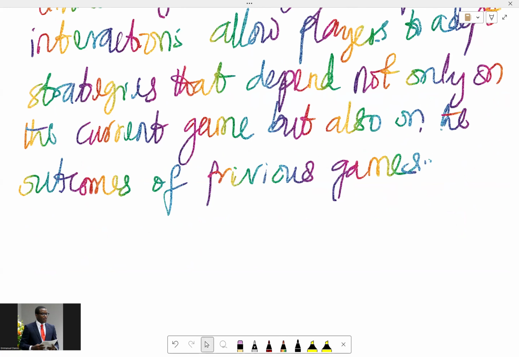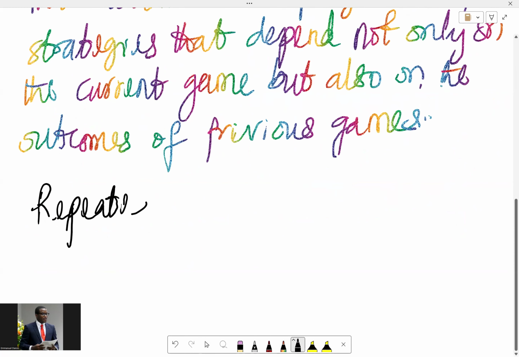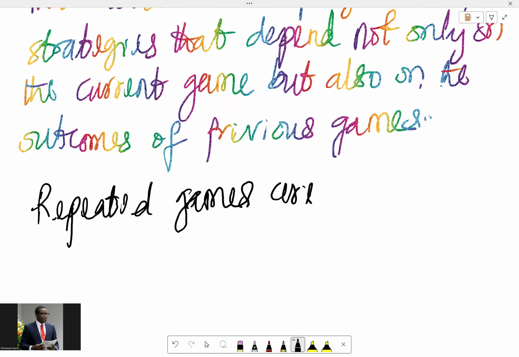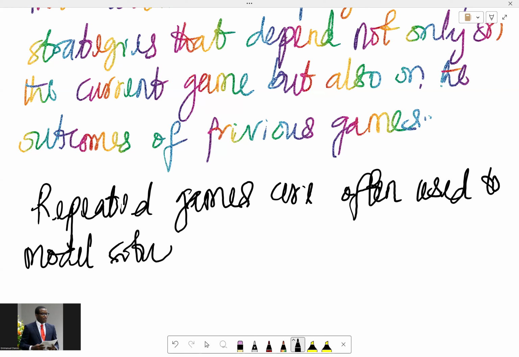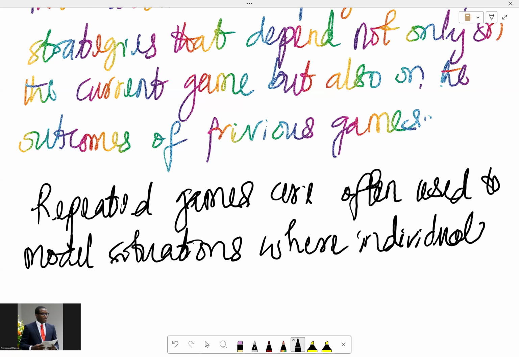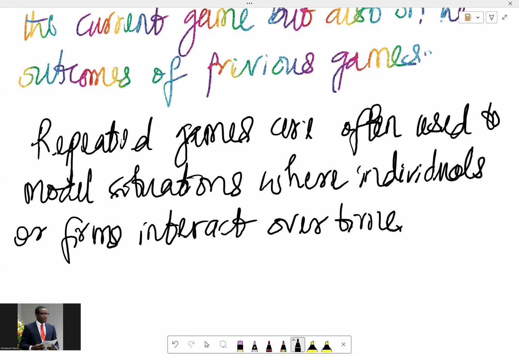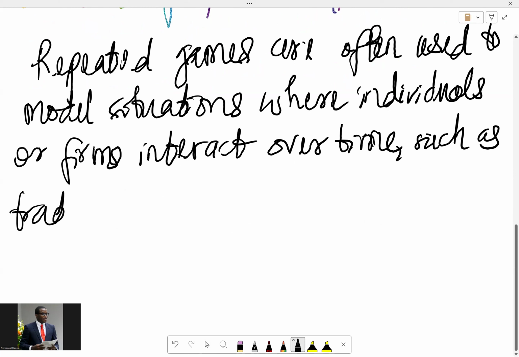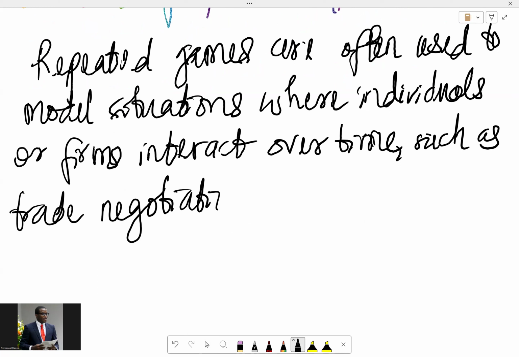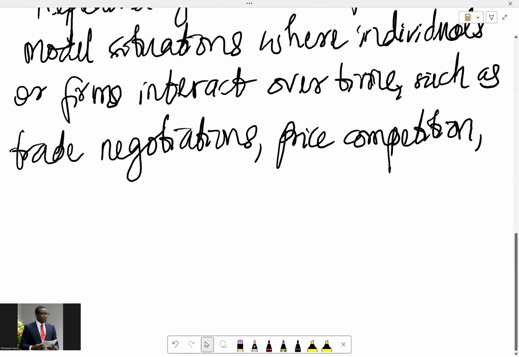Now, repeated games are often used to model situations where individuals or firms interact over time, such as trade negotiations, price competition, or social dilemmas.